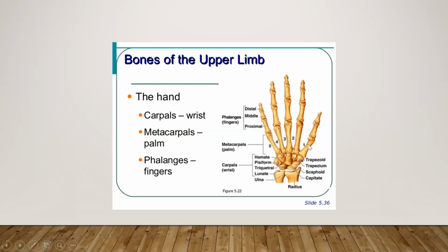And these 1, 2, 3, 4, 5 are the metacarpal bones. And these 1, 2, 3, 4, 5. In each finger there are 3 phalanges. Only in the thumb there are 2. Proximal, middle, and distal. Okay, 14 phalanges.